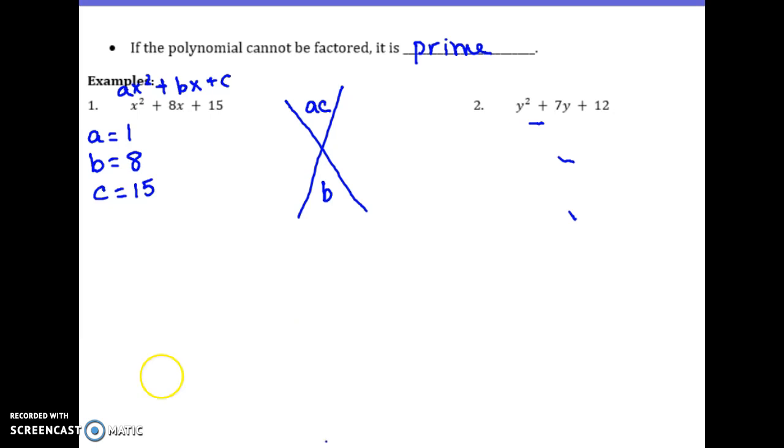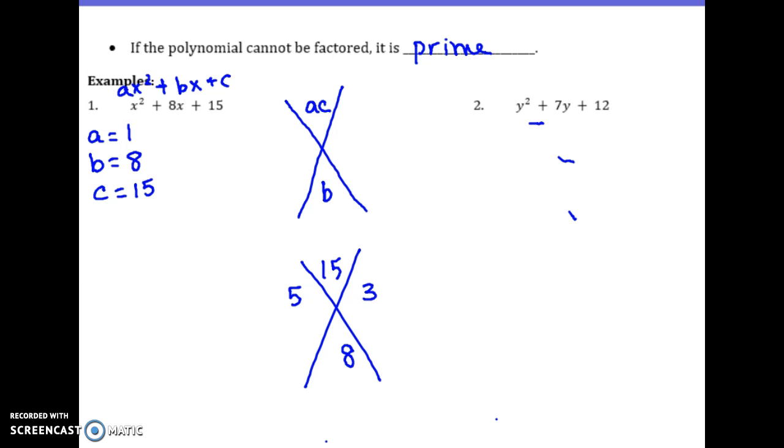I'll do that just for the first one. With numbers, a times c would be 15, and then the 8 would be the bottom. Now we're going to use what we did in the last video and come up with two numbers that when multiplied together equal 15 and added together equal 8. Well, that would be 5 and 3, or you could do 3 and 5.